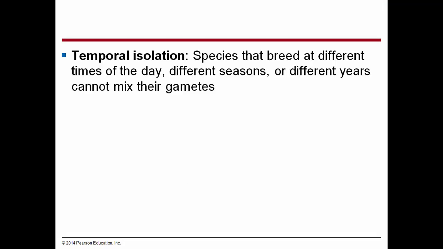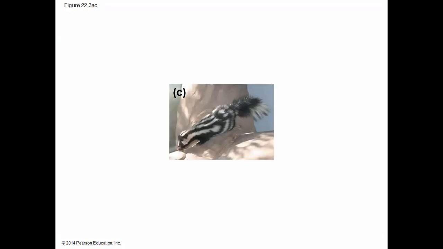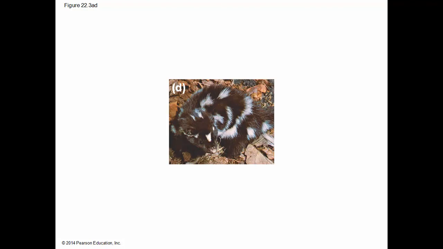Temporal isolation: species that breed at different times of day, different seasons, or different years cannot therefore mix their gametes. The western spotted skunk and the eastern spotted skunk: their breeding season for the western spotted skunk is in the spring, and for the eastern spotted skunk it's in the fall. So they never go into estrus around each other. They may occur in the same habitats, but they're never in their breeding season at the same time.